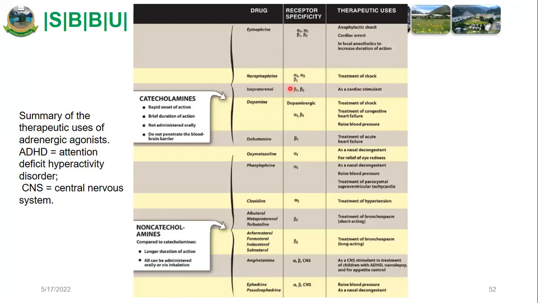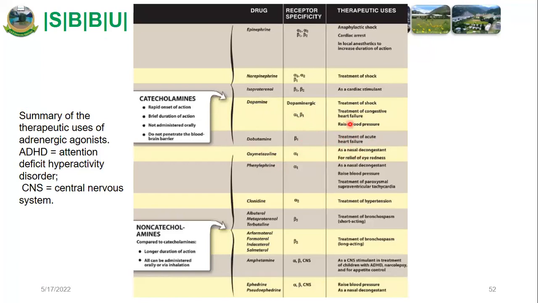Isoproterenol, beta 1 and beta 2, is a cardiac stimulant; it increases contractility, heart rate, and myocardial function. Dopamine acts on dopaminergic D1 and D2 receptors, and also alpha 1 and beta 1; it is used in the treatment of shock, congestive heart failure, and to raise blood pressure. Dobutamine is a synthetic analog, beta 1 specific, used in acute heart failure.